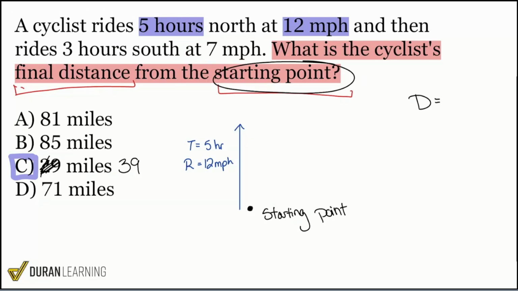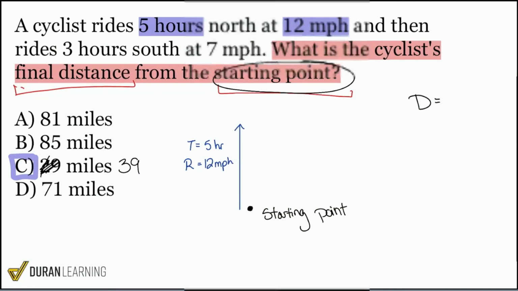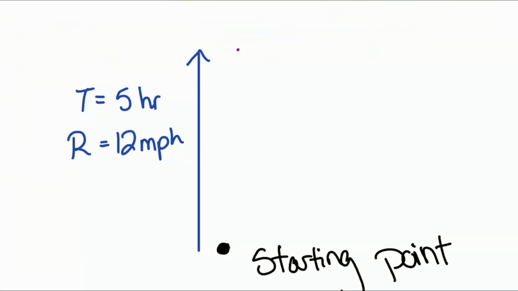So, everybody, quick question. If we were going up for north, what direction are we going to be going for the south direction? Yeah, we're going to be going down. Exactly. We're going to be going down. So let me highlight that here in purple. And so rides south 3 hours at 7 miles per hour. So starting from here, going down 7 miles per hour, 3 hours.